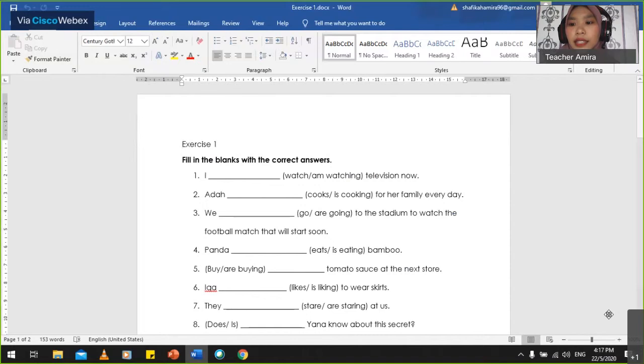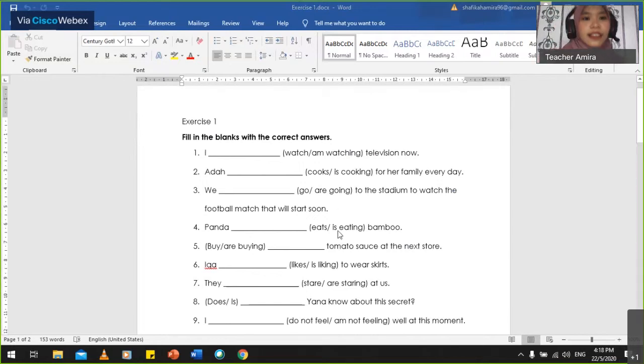Okay, we have exercise 1 here. Fill in the blanks with the correct answers. How do we answer the question? Okay, this is actually very easy. This is not even intermediate level. This is very much beginner level, easy level.